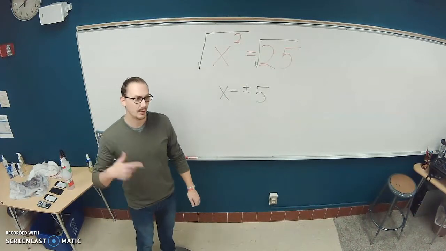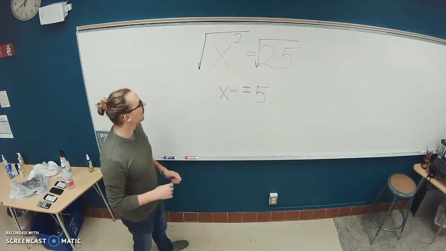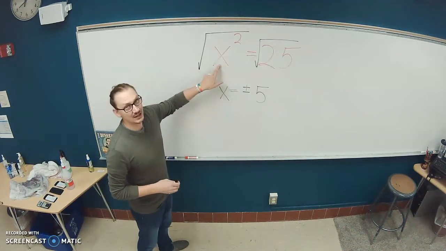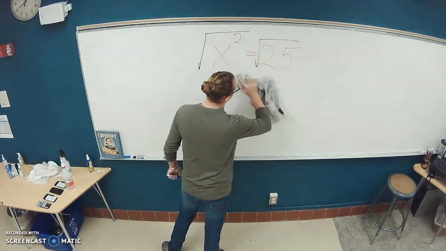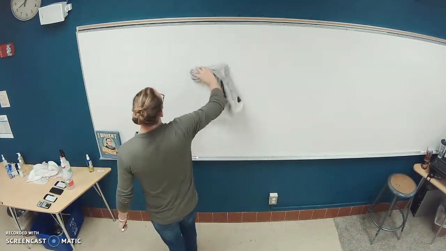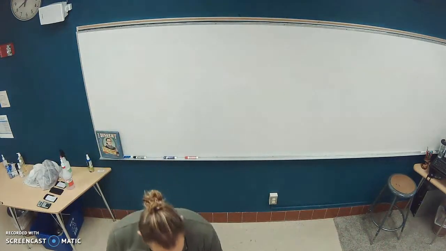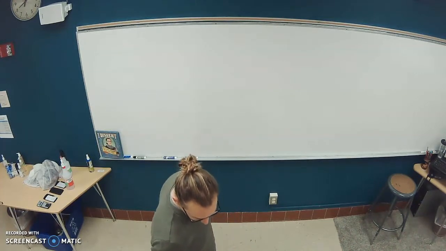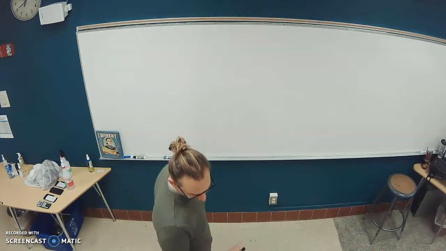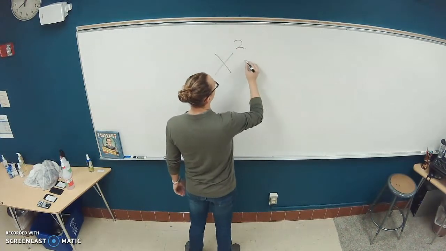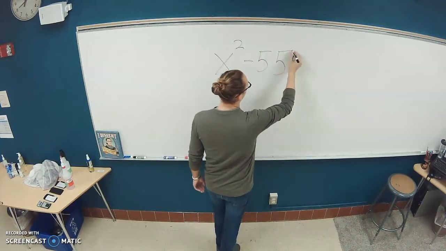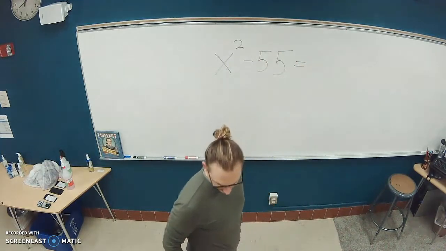So that's what we're looking at right here. Take the square roots of both sides. But it's very important that you only take the square root of an x squared. Let me demonstrate. Let me look at these problems real quick. Let me show some good ones for you here. That one. Terrible. x squared minus 55 equals 26.